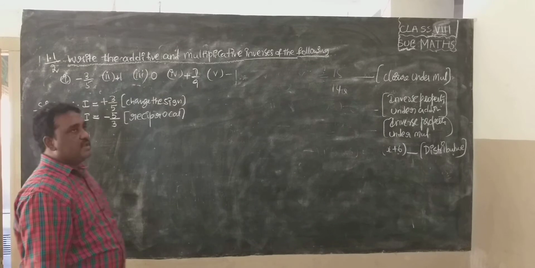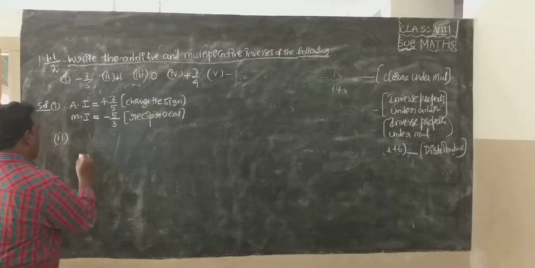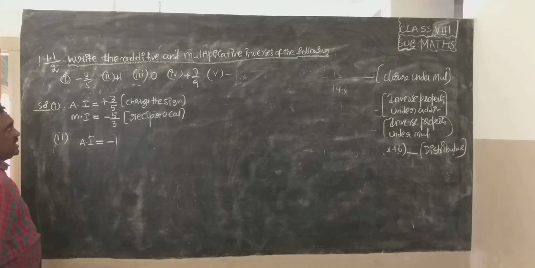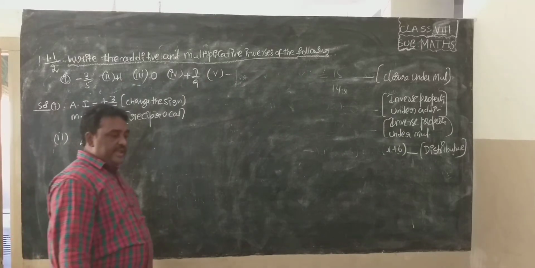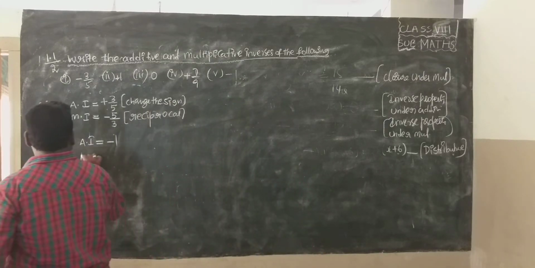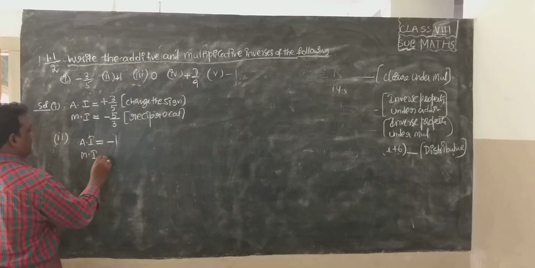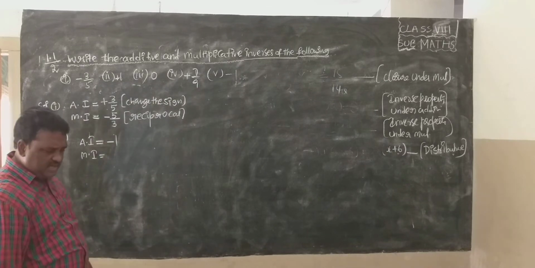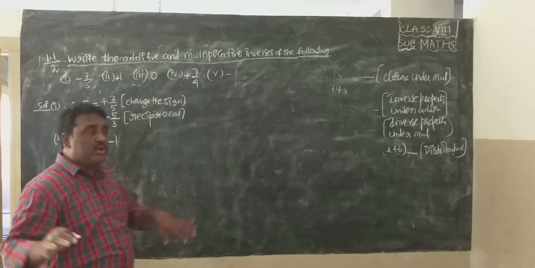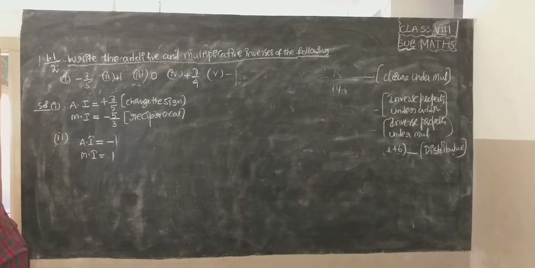Second one, plus 1. The additive inverse for plus 1 is minus 1. The multiplicative inverse for plus 1 is, what is multiplicative inverse? Reciprocal. The reciprocal of 1 is what? 1 only.